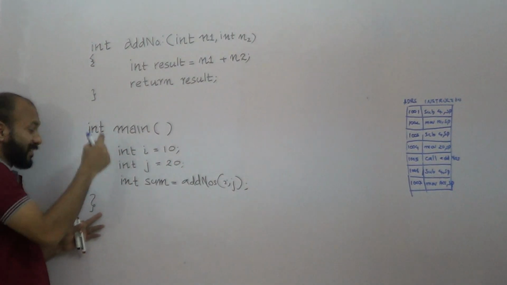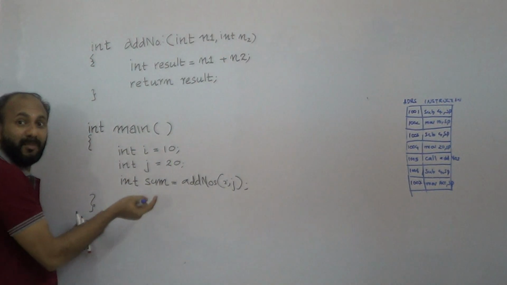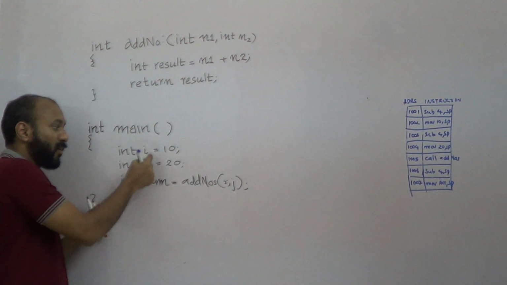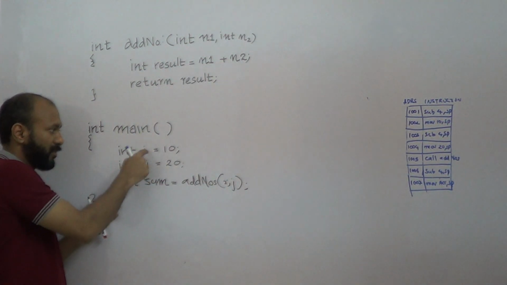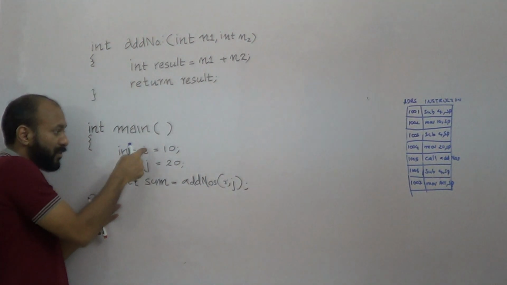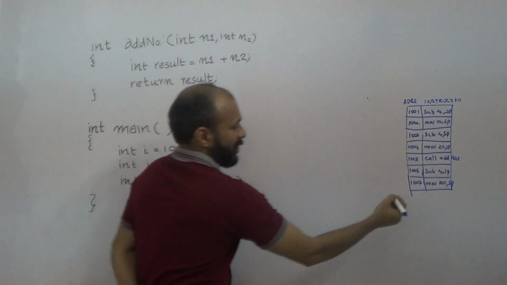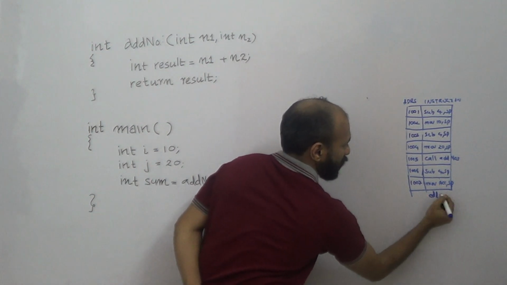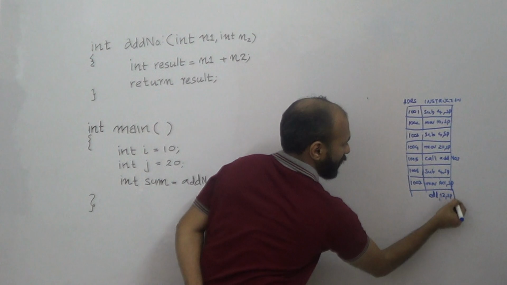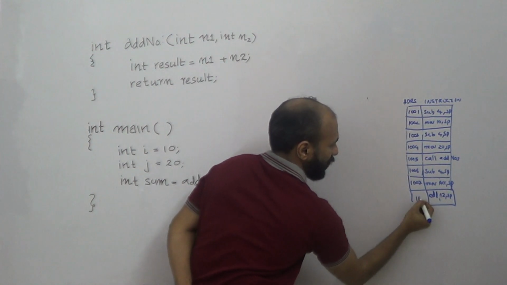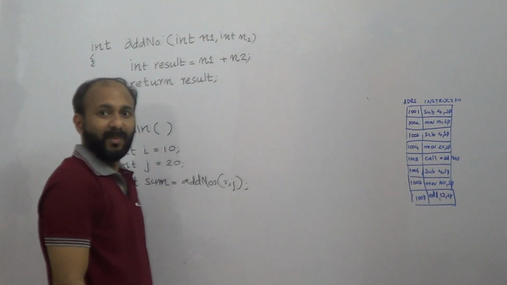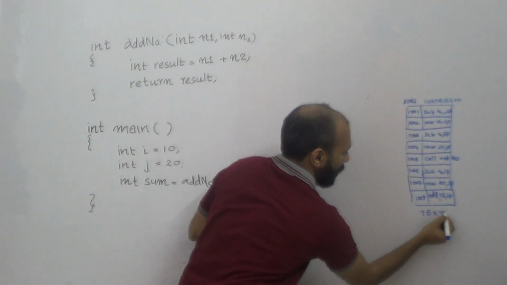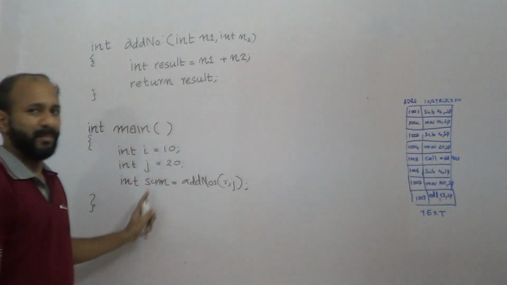Whenever the control is hitting this close bracket, the stack pointer has to get added along with the size of the local data. Now there are 3 local data, 1, 2, 3. So here add 12 to the stack pointer. This is 1008. This is available inside the text memory segment. This is for the main function.